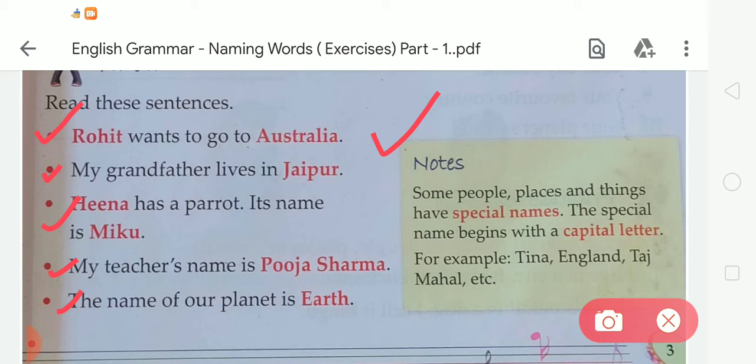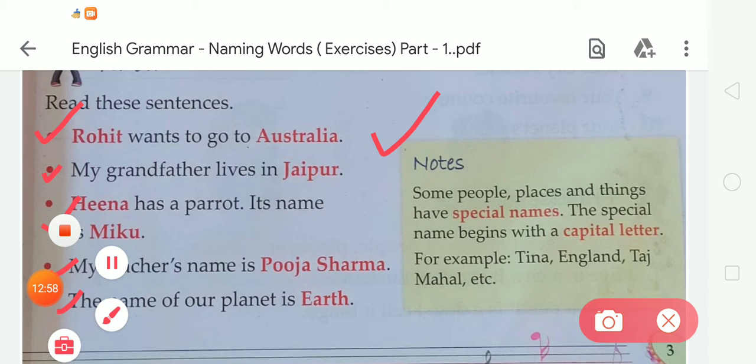In Miku, there is a first letter M in capital letter. So like this, whenever you see the first letter begin with a capital letter, that is a special name. Okay students, so you must remember this given note. It is very important to you.